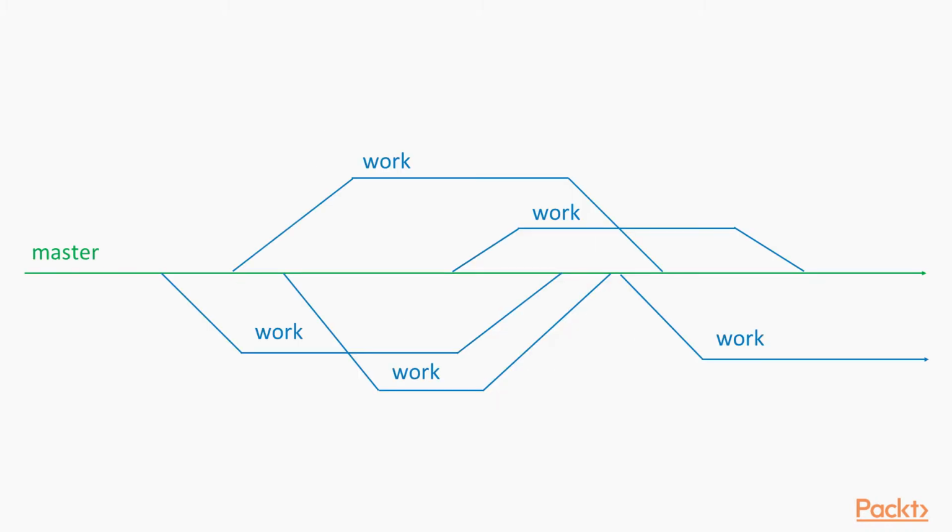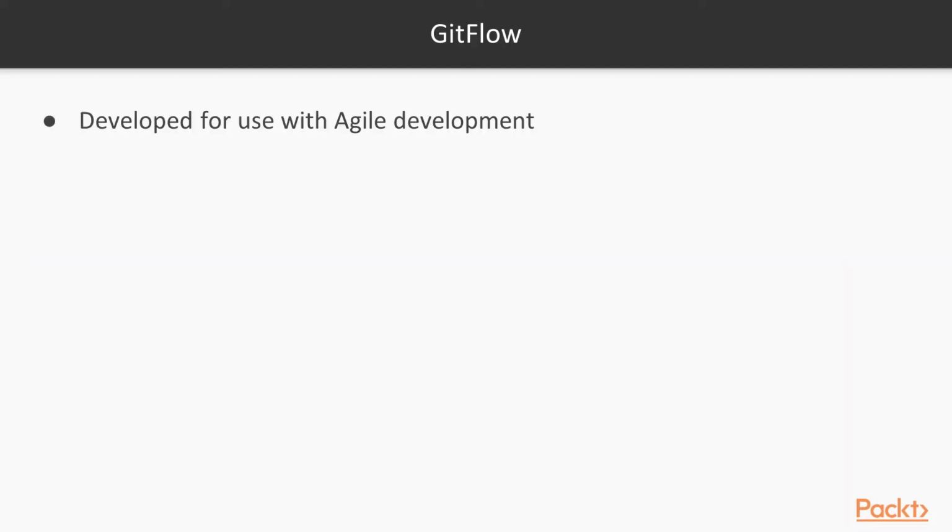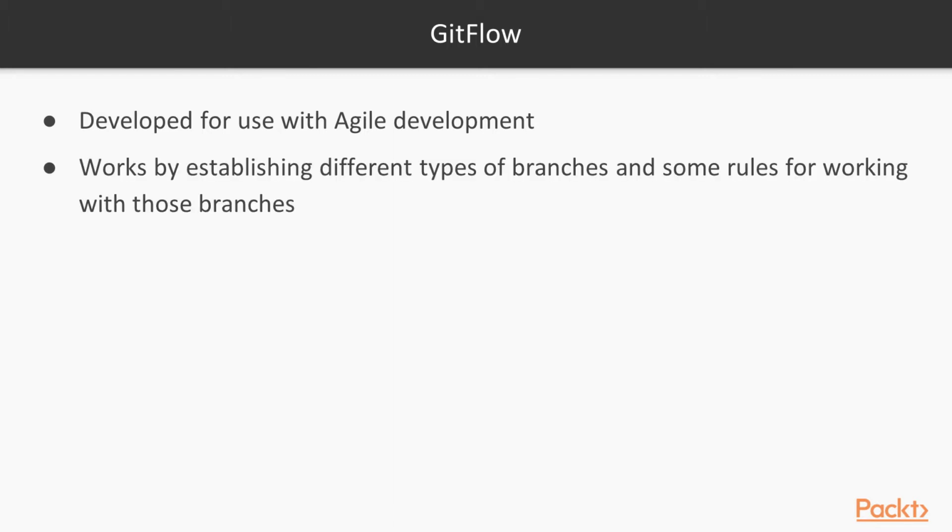Now that you understand how Git works, let's talk about workflow and some rules that will form the basis for a sound workflow. There are some popular workflows out there, and one of the most popular is called Git Flow. Git Flow was developed for use with agile development, but could be used with other methodologies. Git Flow works by establishing different types of branches and some rules for working with those branches.